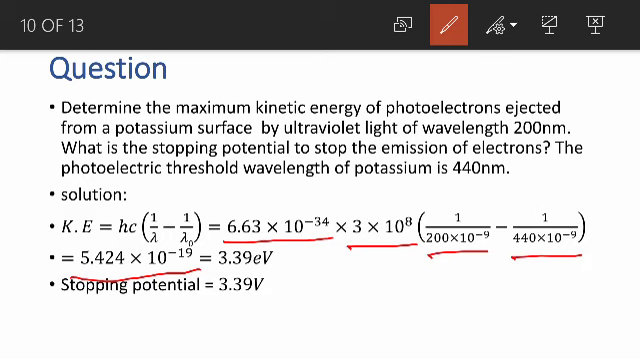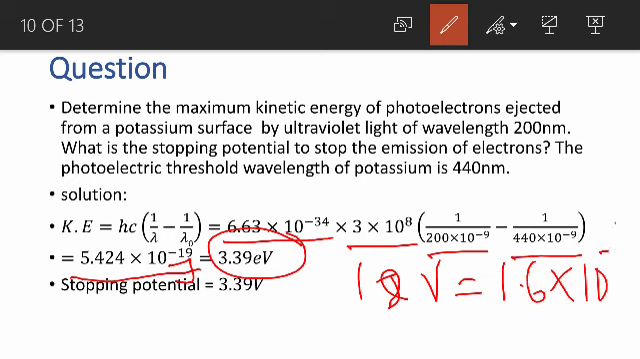This is in joules. If you want to represent it in electron volts, you divide by 1.6 times 10 to the power minus 19. Remember that 1 electron volt is equal to 1.6 times 10 to the power minus 19 joules.